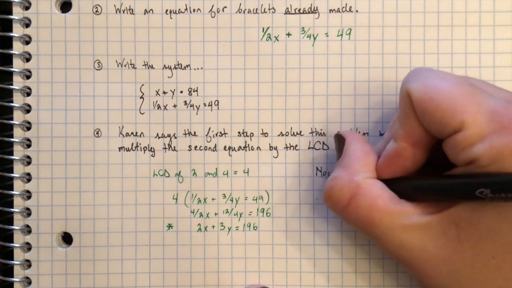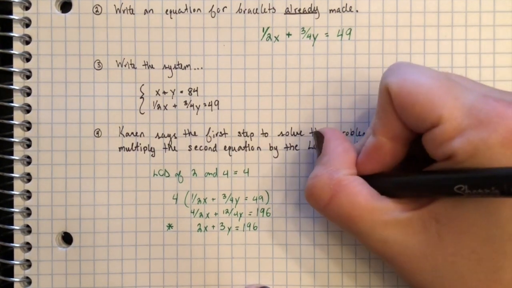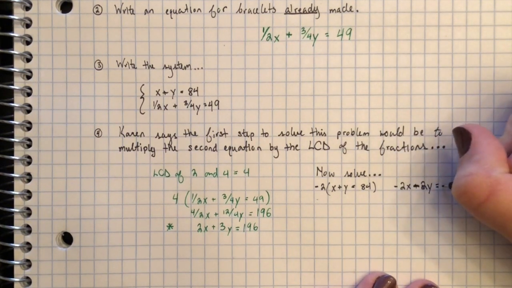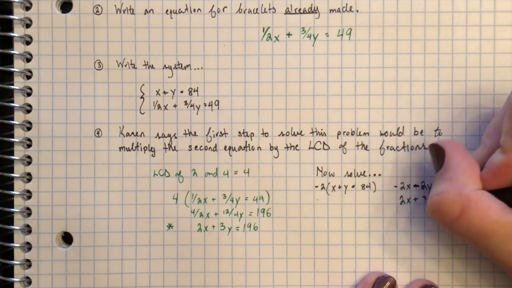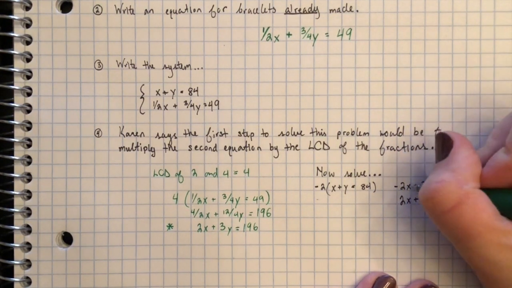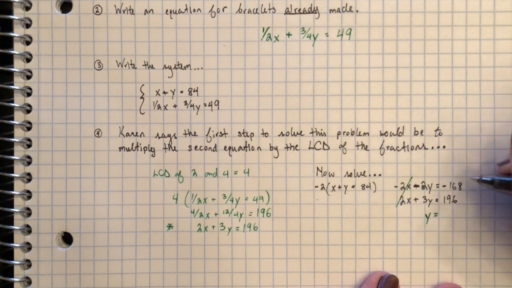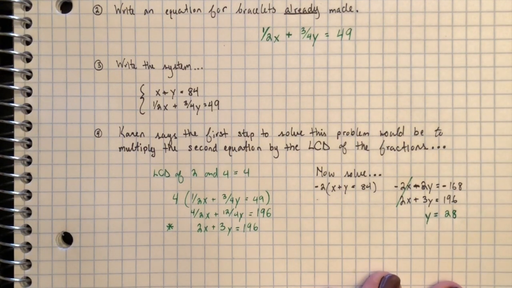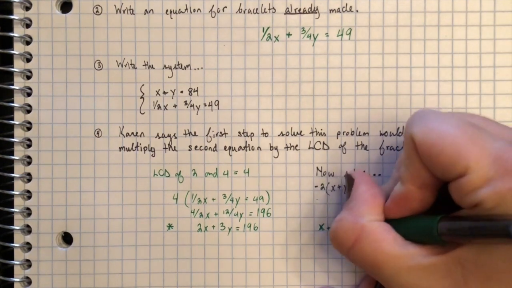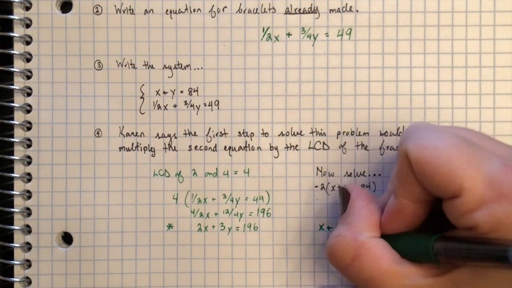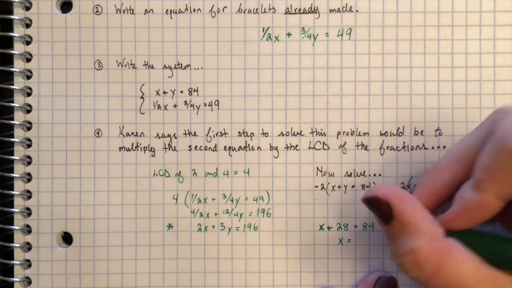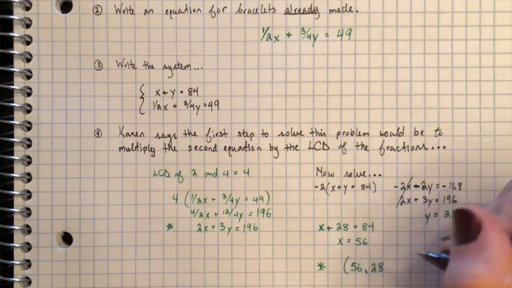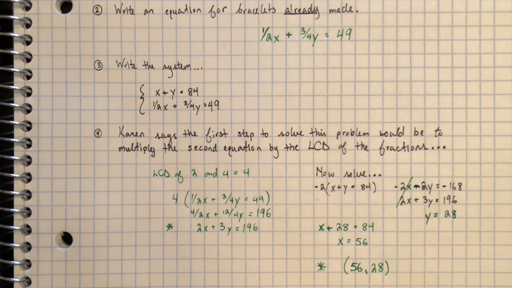So now I have two equations with whole number coefficients. I'm going to multiply the first equation by -2 so that my coefficients of my x's are opposite values, so they will cancel out. I'm going to add my y coefficient, so -2 plus 3 gives me +1. -168 plus 196 gives me a value y equals 28. If I plug that back into my very first function, I get x is equal to 56 and a solution of the coordinate 56, 28.